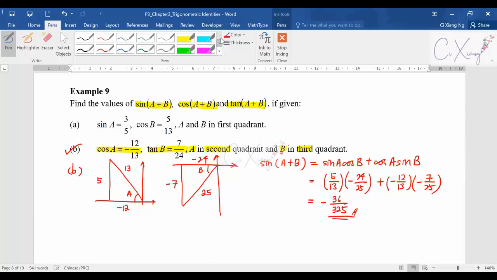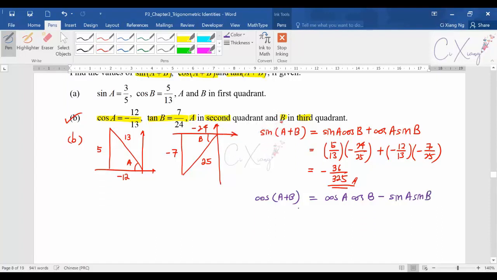So this is how we do it. You do the same thing for cos and tangent. For cos A plus B, it should be cos A cos B minus sine A sine B. Again, you put in the values according to the triangle that you have. Please try and see whether you get 323 over 325 for cos A plus B.